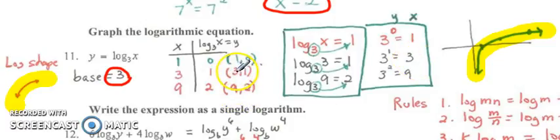So I have 3, 1. And then 3 to the second power is 9. So I have 9, 2. Make sure you pick easy values. Your graph needs to look like this.